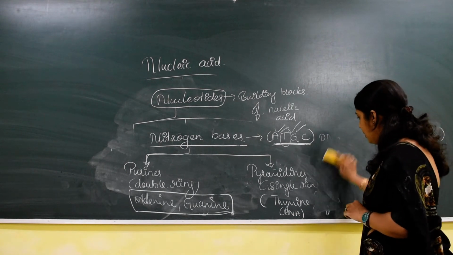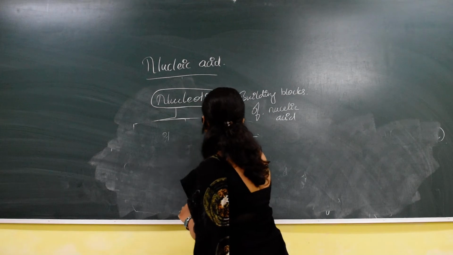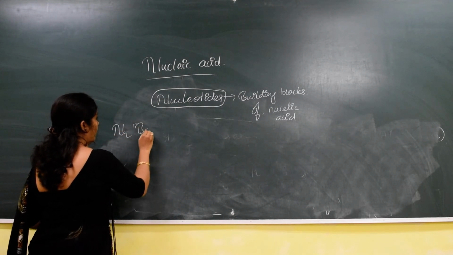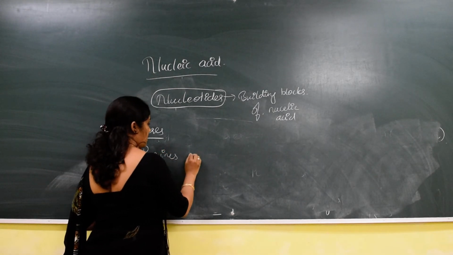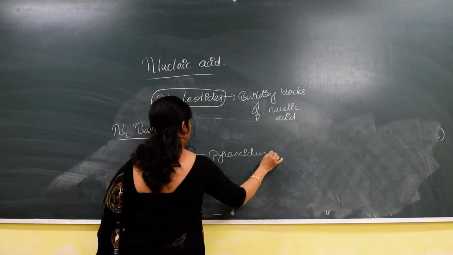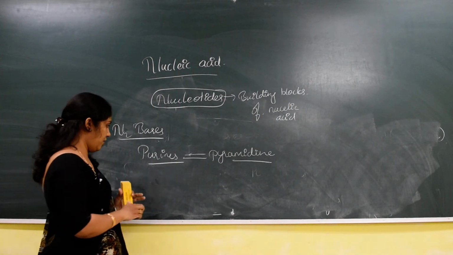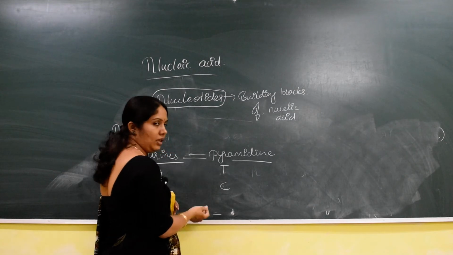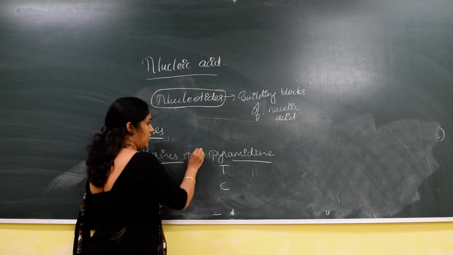Next, there is another important thing you have to remember in the nitrogen bases: the purines always pair with the pyrimidines. Which are the purines? Adenine and guanine. Which are the pyrimidines? Thymine, cytosine and uracil. Purines always have to pair with pyrimidine. Understood? The purine always has to pair with the pyrimidine.